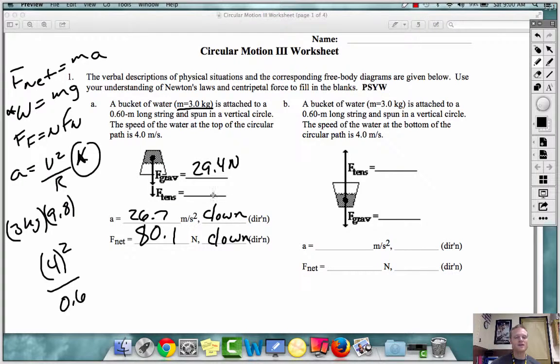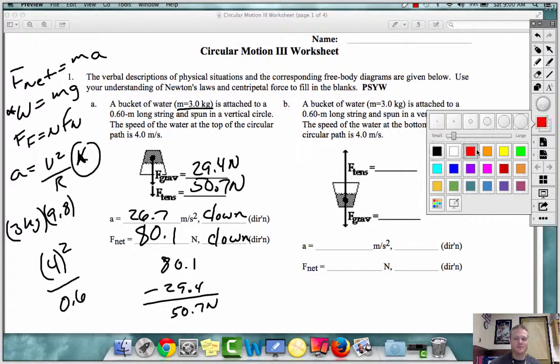Now you may say to yourself, well, how do I figure out the tension force? Okay. Well, the tension force is going to be working in combination with F grav. So the way to solve this is you need to take the net force and subtract F grav, and whatever's left over, that's tension's job, basically, to pull this bucket towards the center to keep it moving in circular motion. So if you just take 80.1 minus 29.4, I get an F tension of 50.7 newtons. Okay? 50.7 newtons. And that's actually the first one that's done for you.